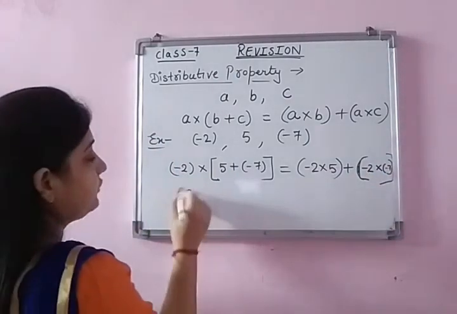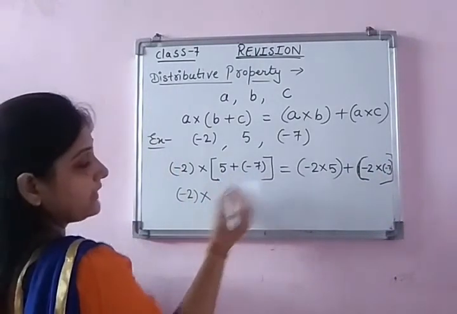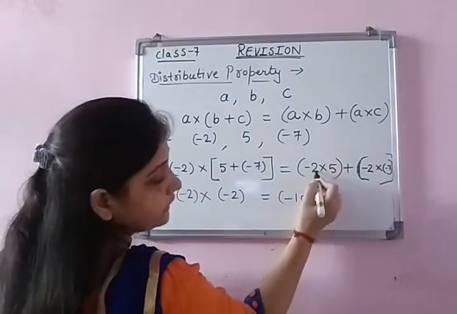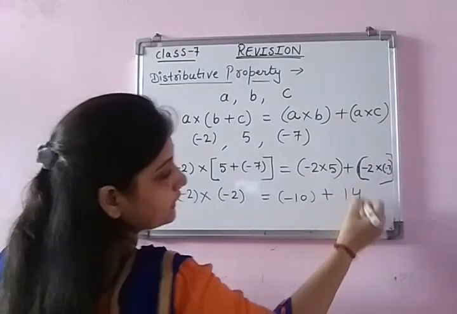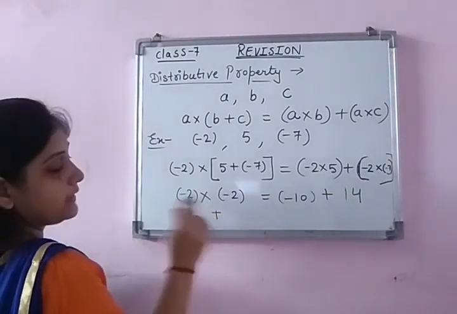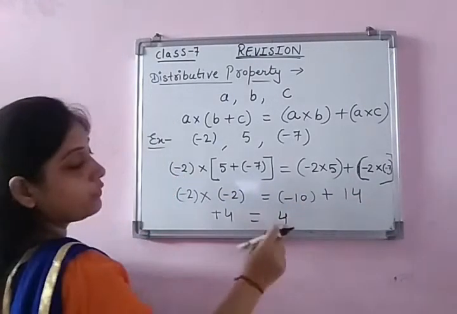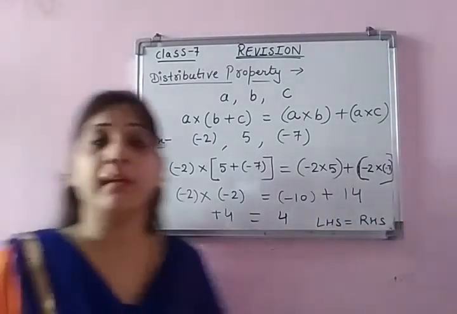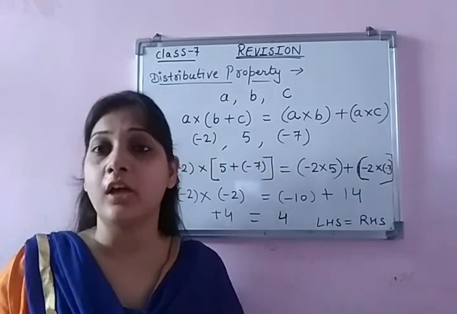Now -2 into (5 minus 7), because we have to solve the bracket first, which is -2. Here we solve this bracket: -10, because we are going to multiply, plus solve this one, minus times minus, so positive 14 you will get. Now solve this one, again multiplication, minus times plus, 2 5s are 10, so -2 into -2 is 4, and this is -10 plus 14, again 4. So you can say in both we get 4. So LHS is equal to RHS. This is the way by which we can identify whether the integers satisfy the distributive property or not.